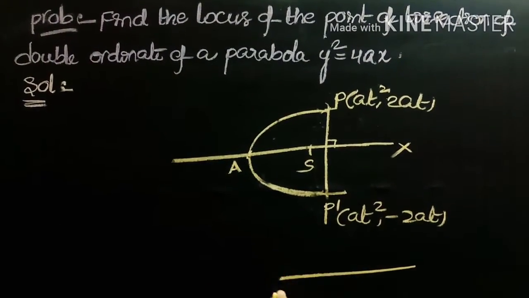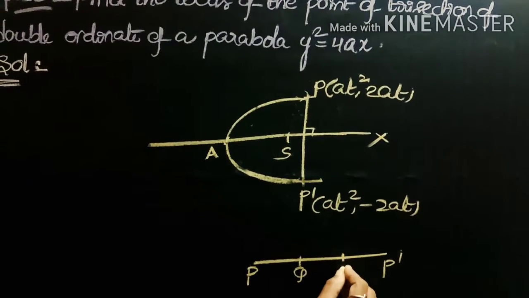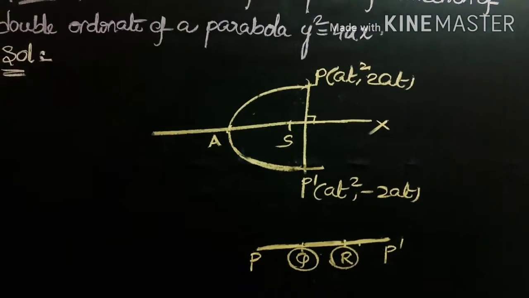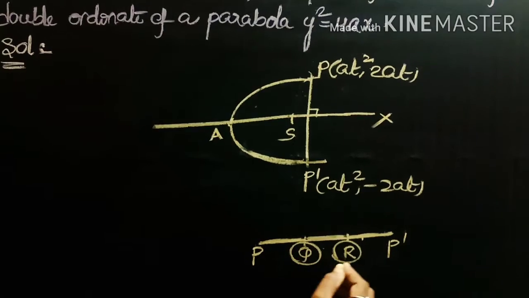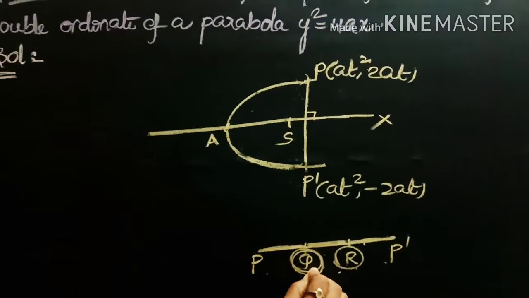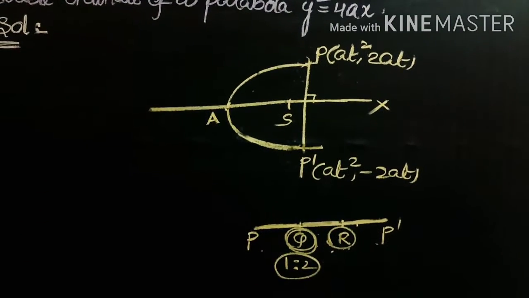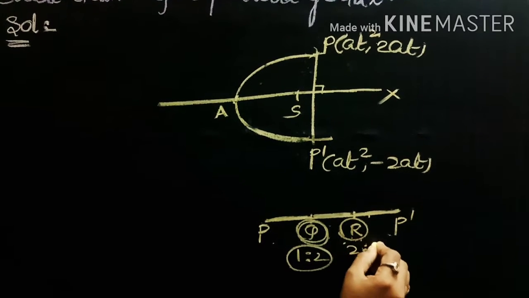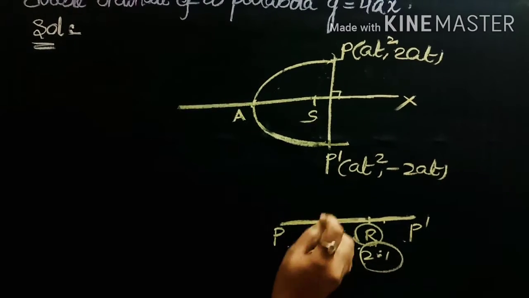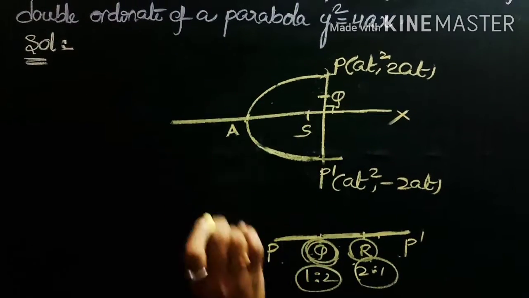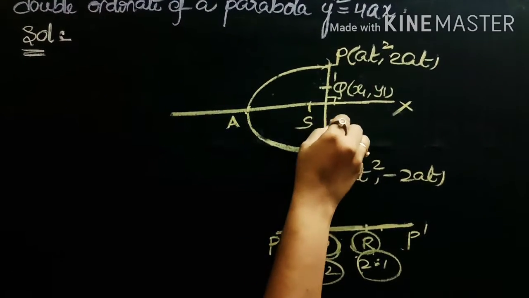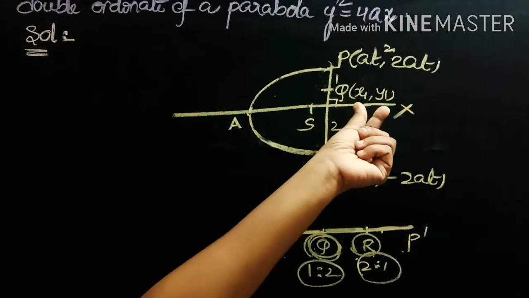Suppose this is the line PP dash. The points which divide the total line segment into three equal parts are called points of trisection or trisecting points. Here the two points divide the line segment in the ratio 1:2 and 2:1. The first point divides the line segment in the ratio 1:2 and the second point in the ratio 2:1. The question is to find the locus of the point of trisection. So we take one point of trisection Q with coordinates x1, y1, which divides the line segment in the ratio 1:2. Now we have to find the locus of this point.